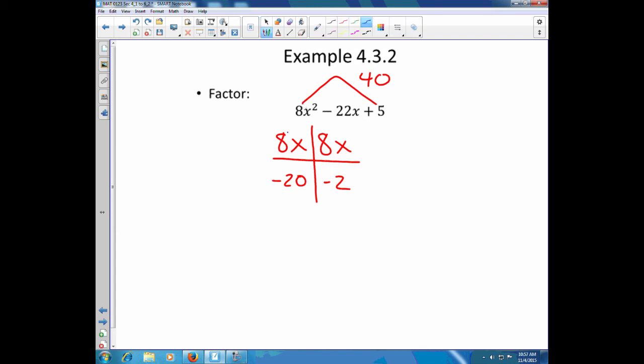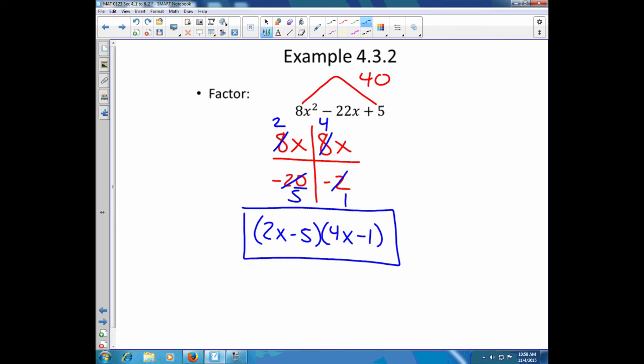So 4 will go into 8 2 times, and it'll go into 20 5 times. And 2 will go into 8 4 times, and it'll go into 2 1 time. And so what we're left with is 2x minus 5 and 4x minus 1. If you multiply that back, you should get what you started with, 8x squared minus 22x plus 5.